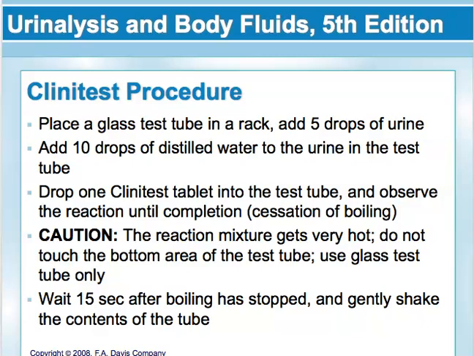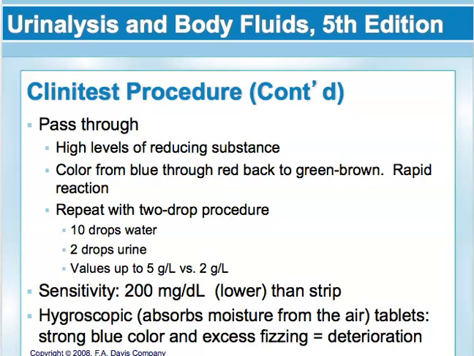When that tube is finished bubbling, you shake the tube gently and observe the color change and compare that to the manufacturer's color chart to determine the approximate amount of reducing substance that is present. And you have to watch the reaction closely from start to finish to make sure that what's referred to as pass-through does not occur. This happens when there are large amounts of glucose in the sample and the colors pass through to orange-red, but then pass back to blue. So it could be reported as a negative if close attention is not paid to that reaction.